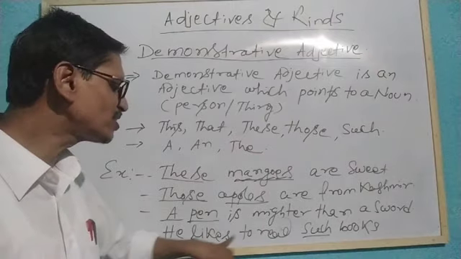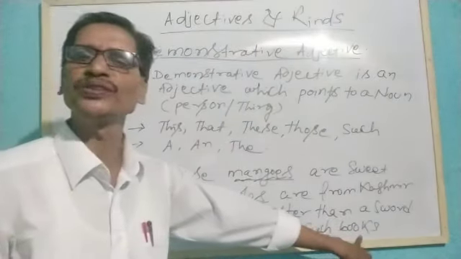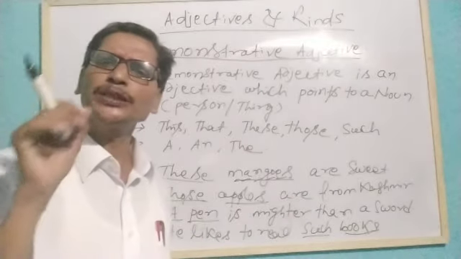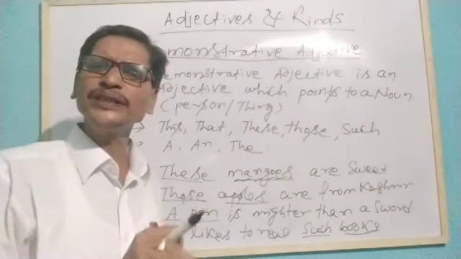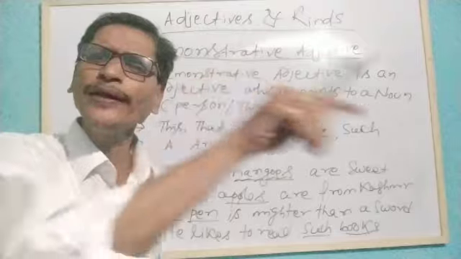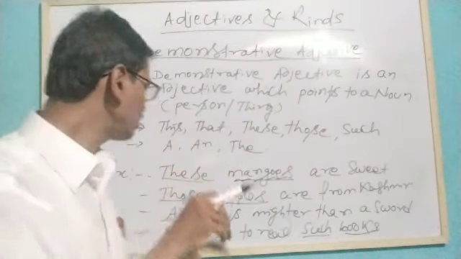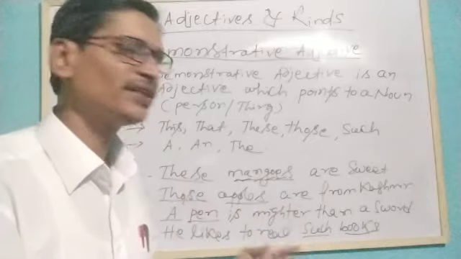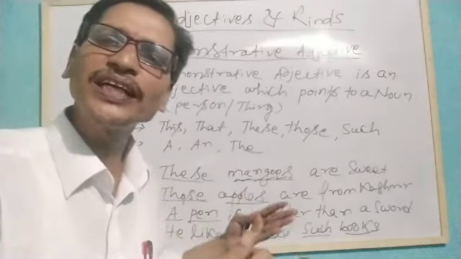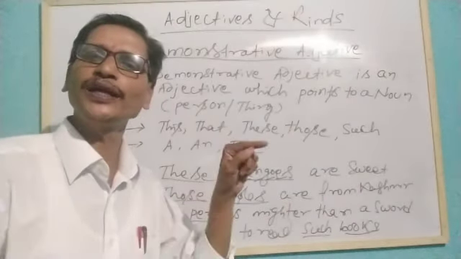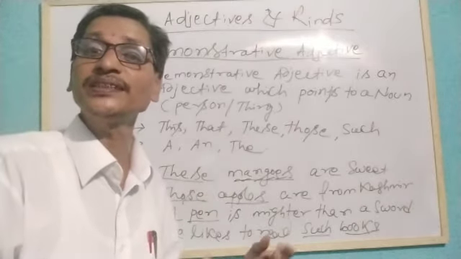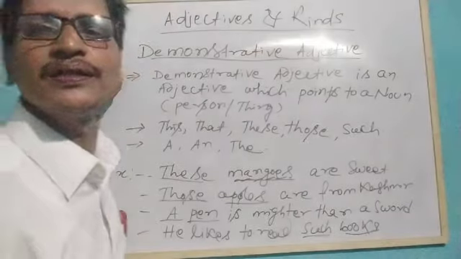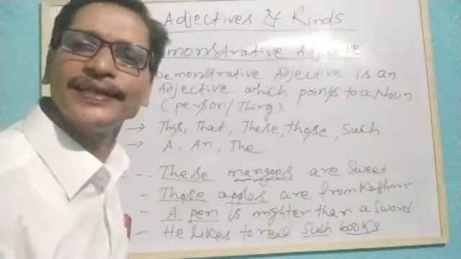Similarly, he likes to read such books. You see, such books means a specific type of books which are being identified or pointed out. Okay, so these words we have been using as demonstrative adjectives point to a noun, that can be a person or a thing. Okay, so this is the 4th kind of adjective.